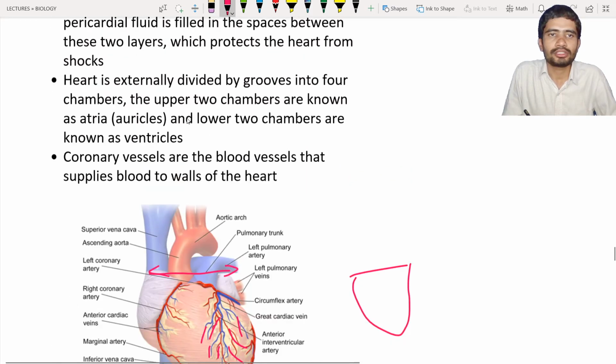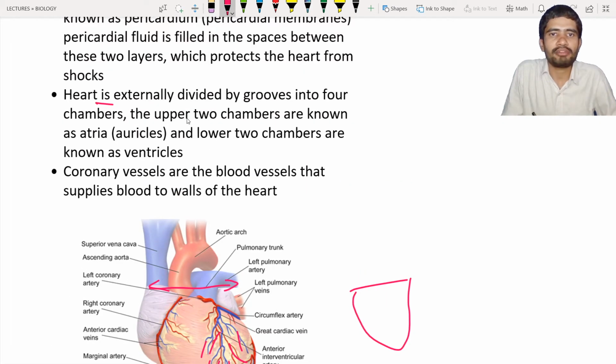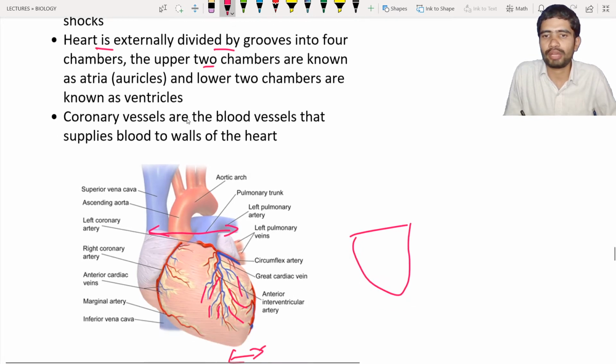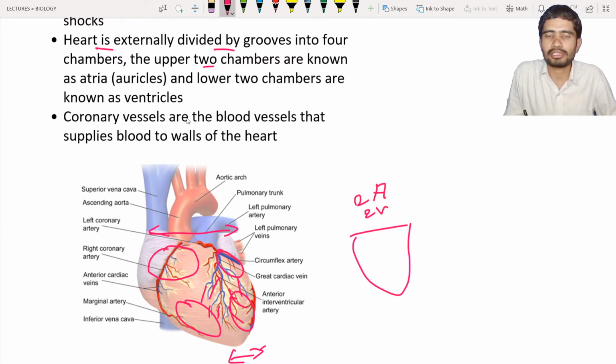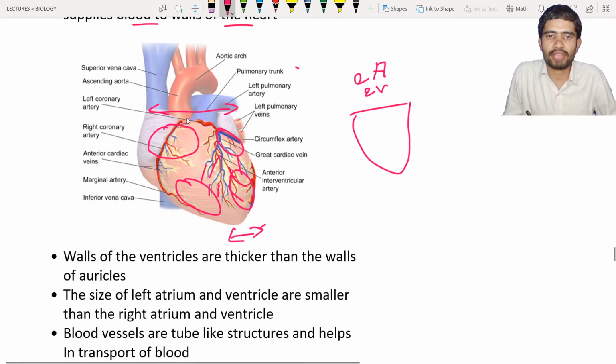Here the heart is externally divided by grooves into 4 chambers. The upper 2 chambers are known as atria, and the lower two chambers are known as ventricles. This is one chamber, this is a second chamber, third, and fourth. These are known as atria and ventricles. How many atria are there? Two atria and two ventricles. The coronary vessels are the blood vessels that supply blood to the walls of the heart. Just now we have discussed it.